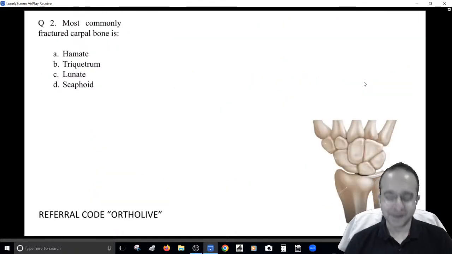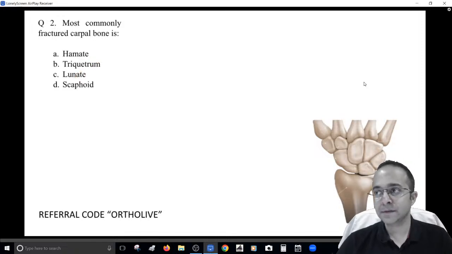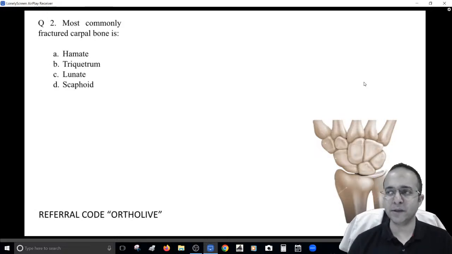Clear? So which is the commonest fractured carpal bone? Hamate, triquetrum, lunate or scaphoid? Are you guys clear with this concept, or is there a bit of confusion here? I think you are pretty much familiar with this, that there are eight carpal bones.